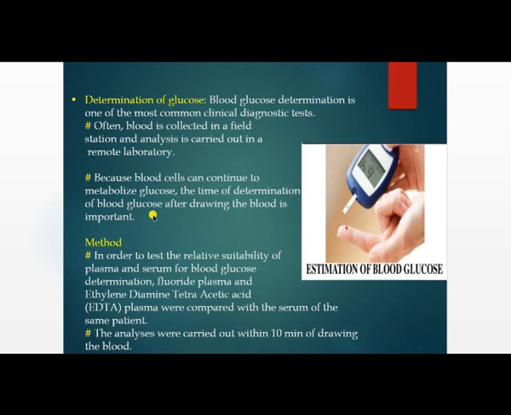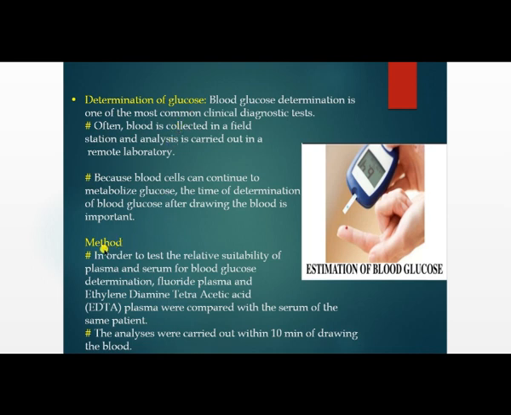As you know, a high level and a low level of blood glucose are responsible for diseases like diabetes mellitus. When blood glucose is low, it is called hypoglycemia, and when blood glucose is high, it is called hyperglycemia. So this condition you have to check by determining the glucose present in blood.